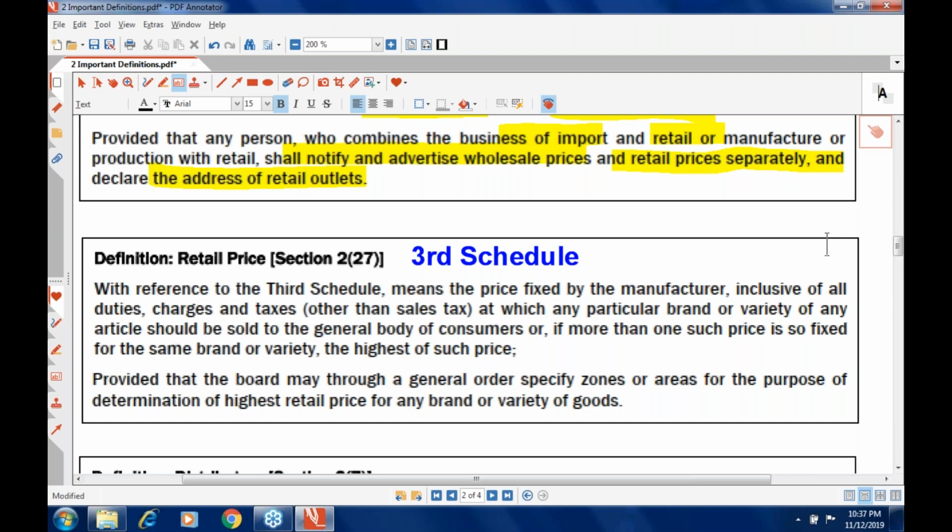Now, there is a concept of definition of retail price. What does it say? With reference to the third schedule, it means the price fixed by the manufacturer, inclusive of all duties, charges, and taxes, at which any particular brand or variety of any article should be sold to the general body of consumers. So whatever the price at which an item which is generally available is being sold, it's called a third schedule item. Now what next is there?